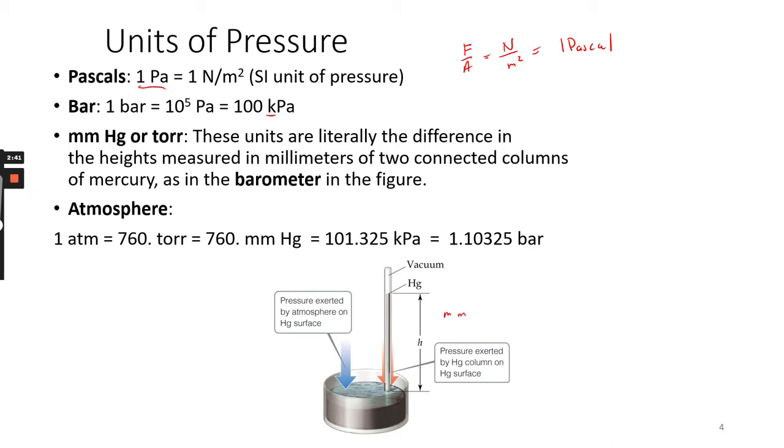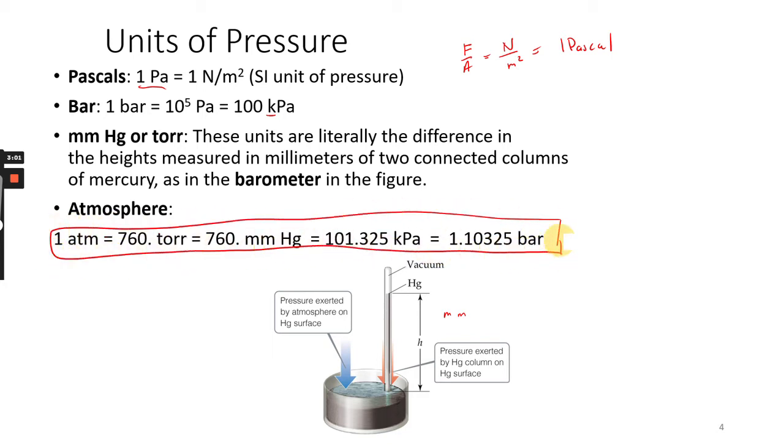Atmospheric pressure, what you call 1 atmosphere, is equal to 760 torr, or 760 millimeters of mercury, or 101.325 kPa, or 1.01325 bars. Okay, write these down somewhere, because you're going to have to convert from one pressure to another, and you're going to have to know them.